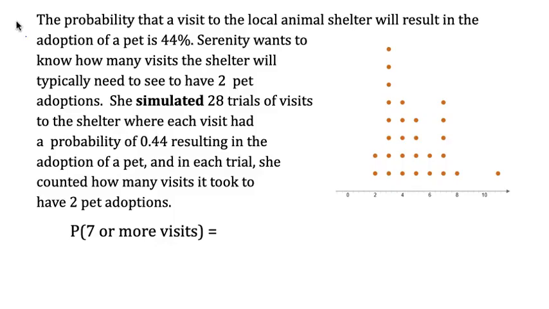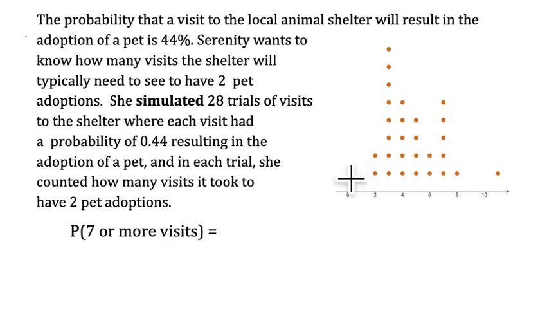The probability that a visit to the local animal shelter will result in the adoption of a pet is 44%. Serenity wants to know how many visits the shelter will typically need to see to have 2 pet adoptions. She simulated 28 trials of visits to the shelter where each visit had a probability of 0.44, resulting in the adoption of a pet. And in each trial, she counted how many visits it took to have 2 pet adoptions. So she is counting how many visitors need to stop by the shelter before 2 pets are adopted.